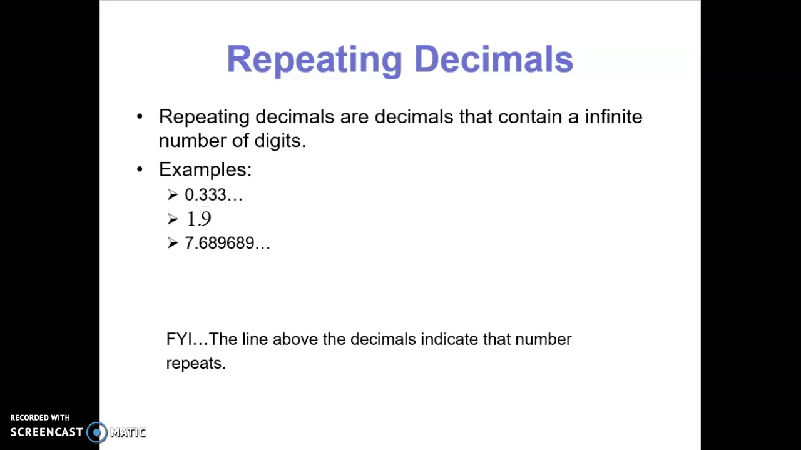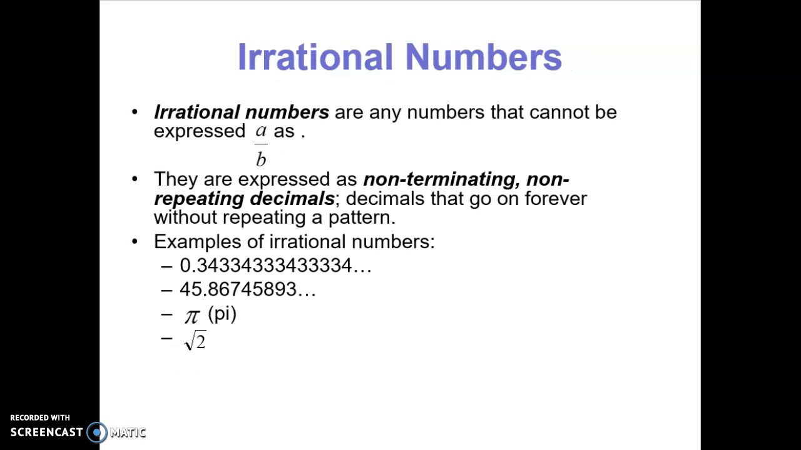Now then, we have irrational numbers, and they are the opposite of rational, meaning that an irrational number cannot be expressed as a fraction. In other words, you can't write it as a numerator over a denominator, a over b. They are expressed as non-terminating, non-repeating decimals. So they don't stop, but they don't have any kind of pattern that repeats. They go on forever without repeating a pattern.